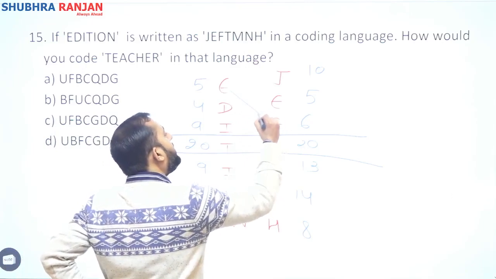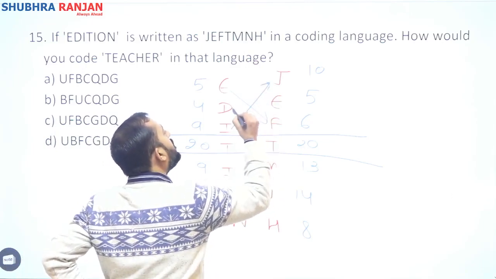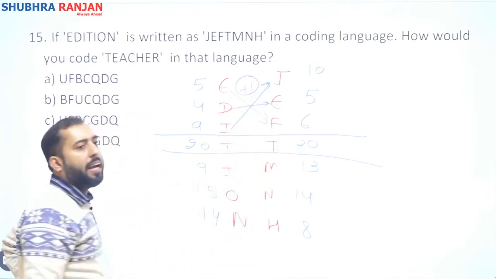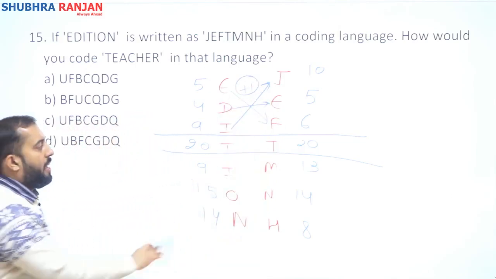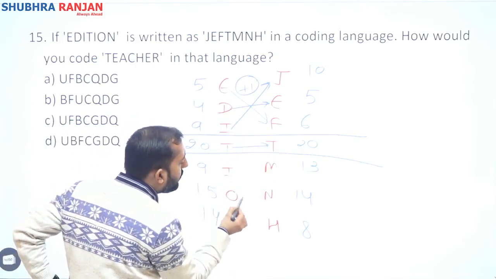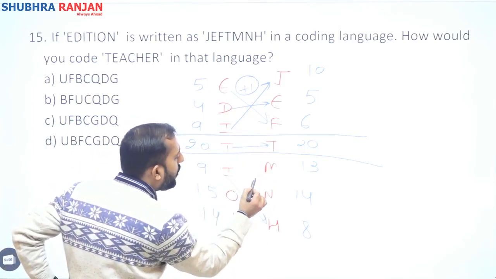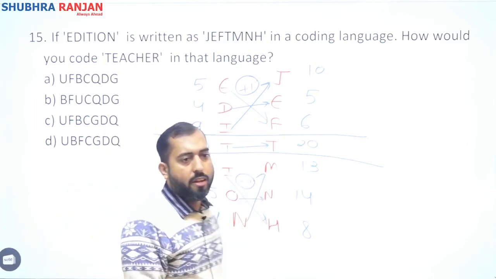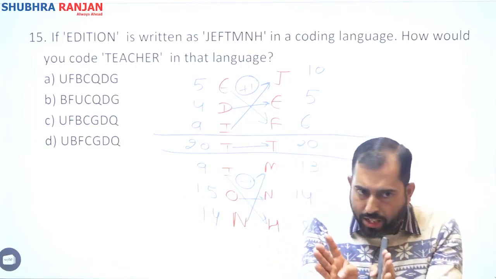In the upper half, plus 1 is going on diagonally. In between, nothing is there. And in the lower half, minus 1 is going on diagonally. So see, three variations are there.